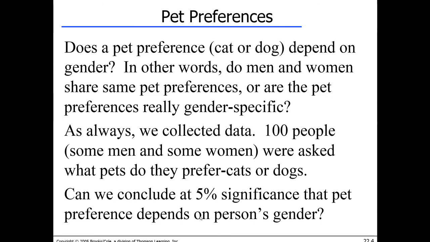Can we conclude at 5% significance level? So we're going to have to test a hypothesis, obviously, right? That pet preferences depend on a person's gender. So therefore, pet preference and gender are dependent variables, or it doesn't matter, in which case they're independent variables.